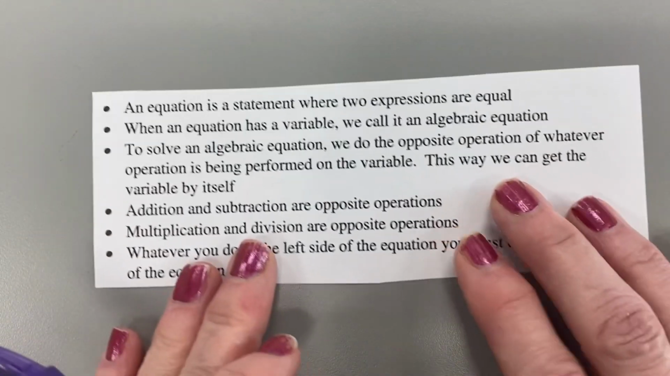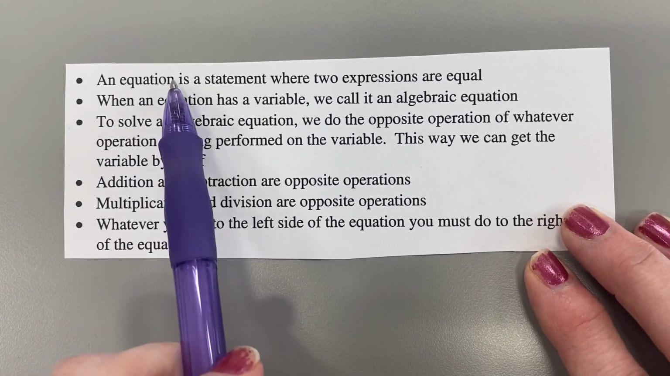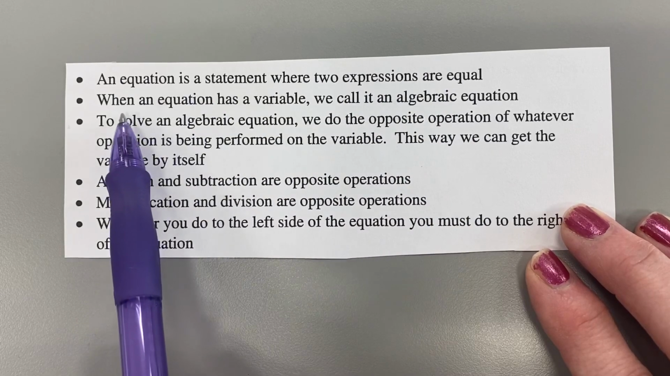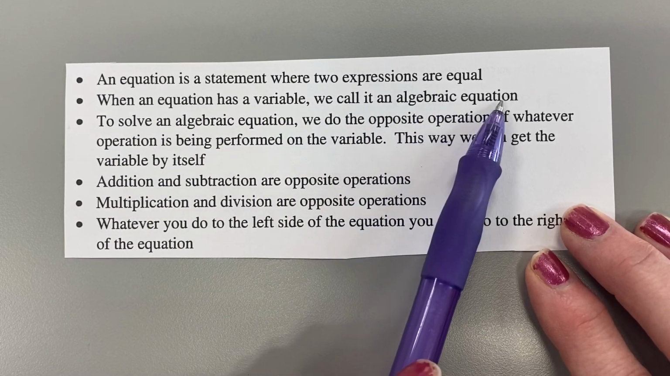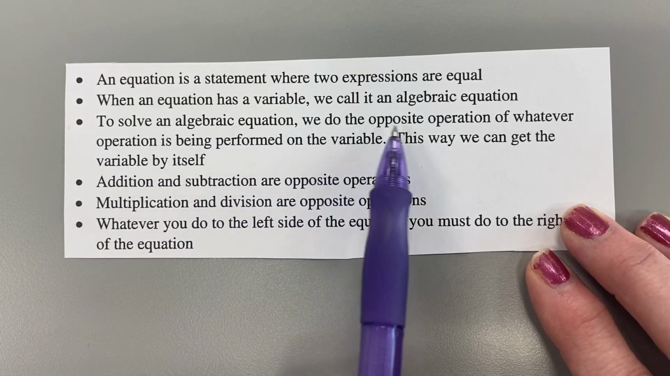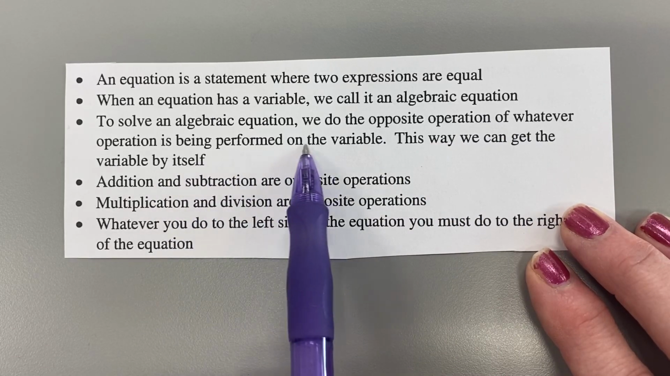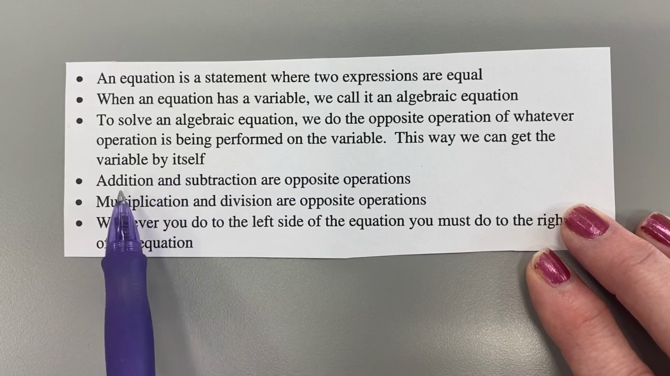So to finish this video off, a couple things here to read. First here it says, an equation is a statement where two expressions are equal. When an equation has a variable, we call it an algebraic equation. To solve an algebraic equation, we do the opposite operation of whatever operation is being performed on the variable. This way we can get the variable by itself.